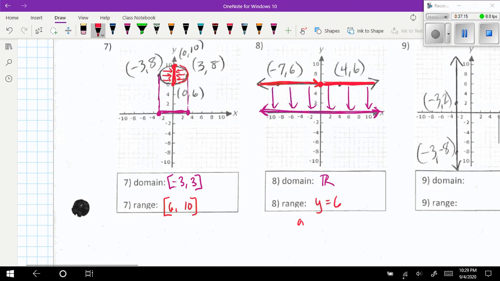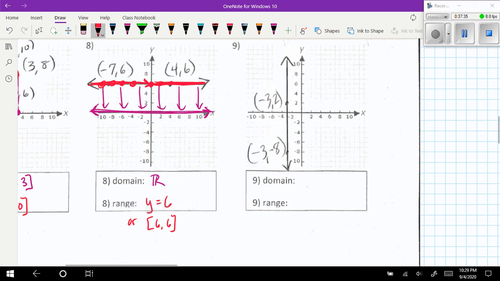And if you'd like, you could also say 6, 6 and be done with that. Start at 6, end at 6. You don't have anything else. There is only one value for y on that entire graph. Every single point you have, no matter where you want to put the point, the y value is 6.